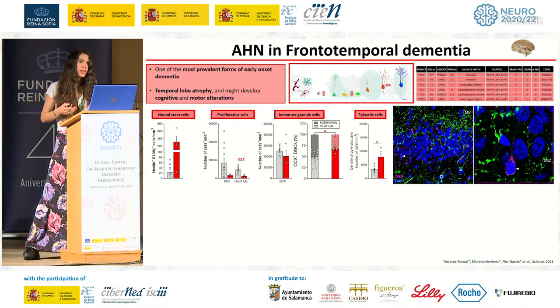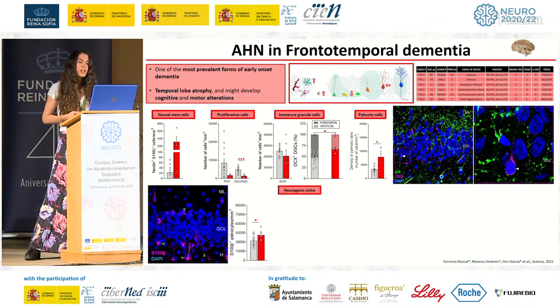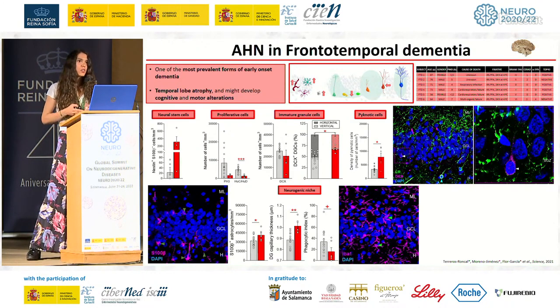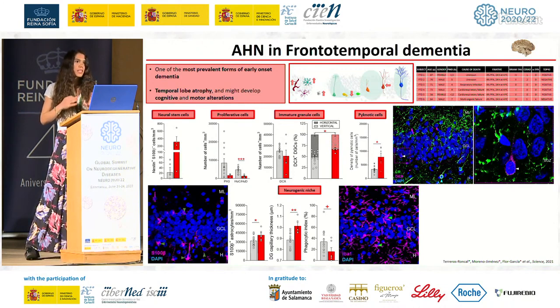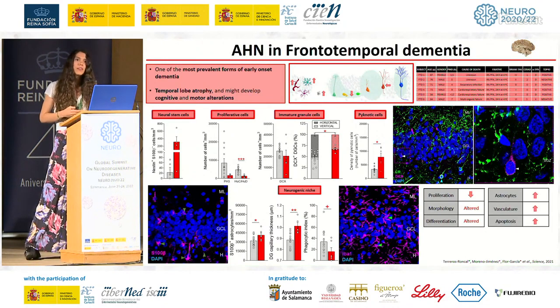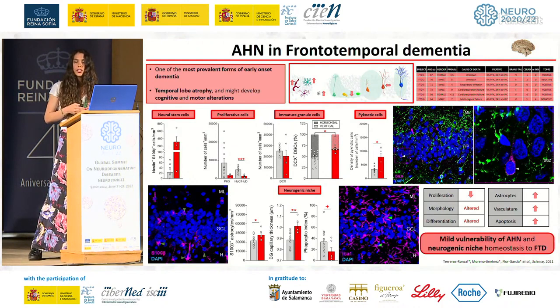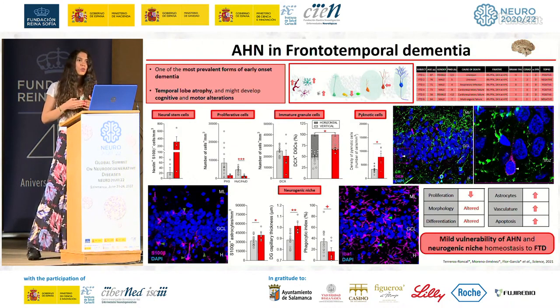As we have observed in the rest of the neurodegenerative diseases, in this one we also observe an increase in the pyknotic cells, and the neurogenic niche is also altered, as we observe an increase in astrocytes, in the dentate gyrus capillary thickness, and a decrease in the phagocytic index of the microglial cells. So to sum up these slides, patients with frontotemporal dementia present a decrease in the proliferation, and the morphology and differentiation of the immature neurons is altered. And we also observe an increase in the astrocytes, in the vasculature, and in the apoptosis. So adult hippocampal neurogenesis and the neurogenic niche present a mild vulnerability to frontotemporal dementia.